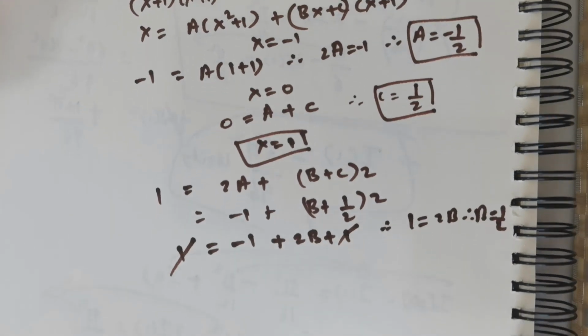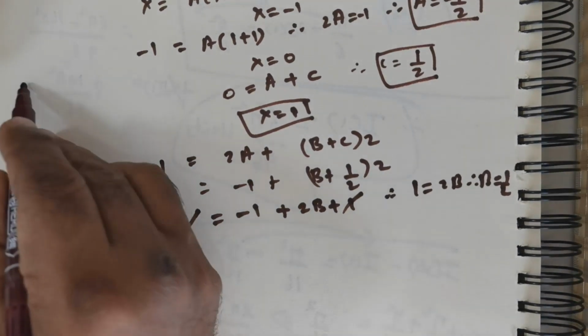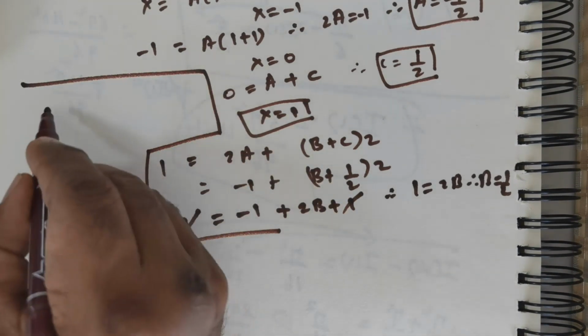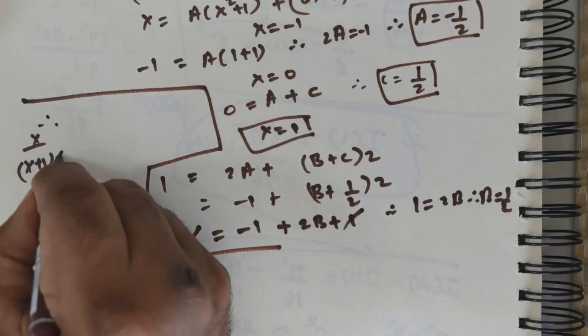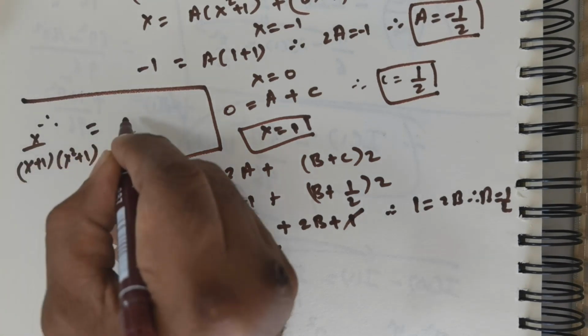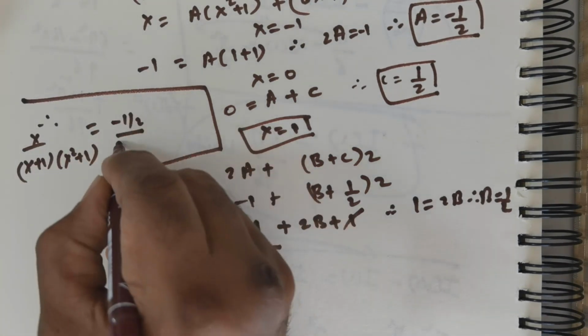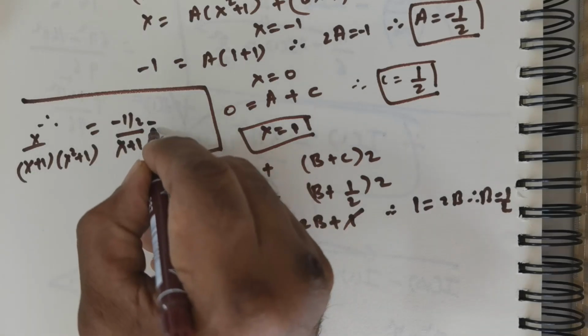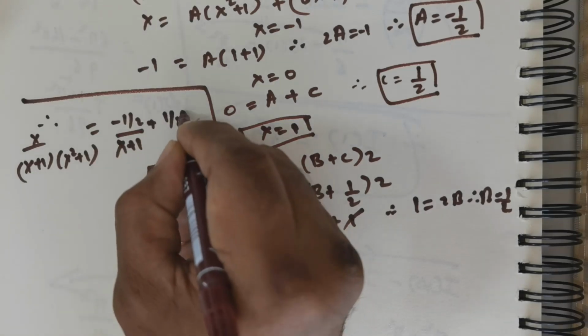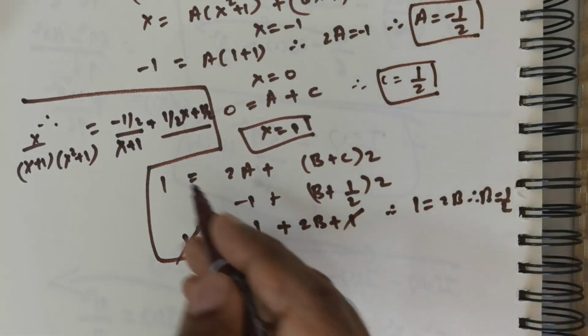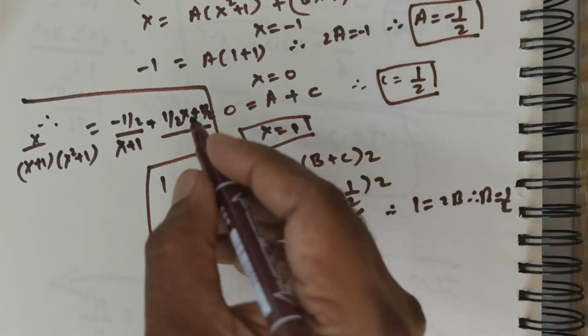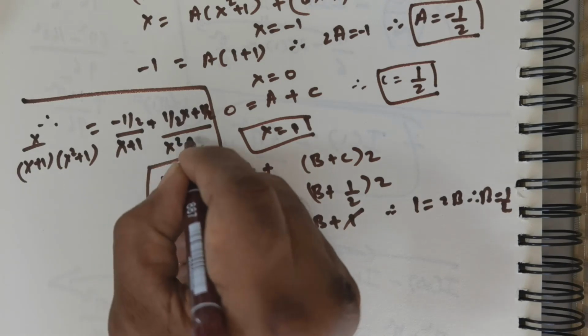So I'm going to use this, therefore x divided by (x + 1)(x² + 1) is equal to A, which is -1/2 divided by x + 1, and B is 1/2 times x, and C is also 1/2, right? B and C are 1/2, divided by x² + 1.